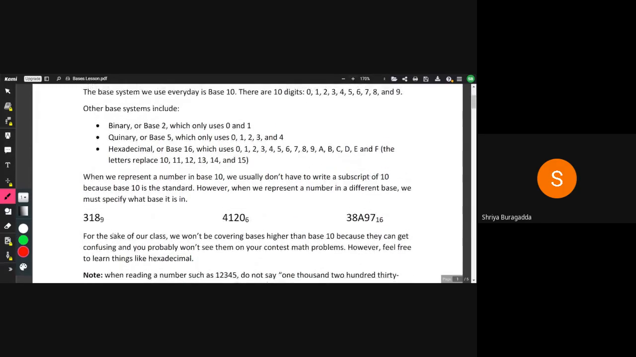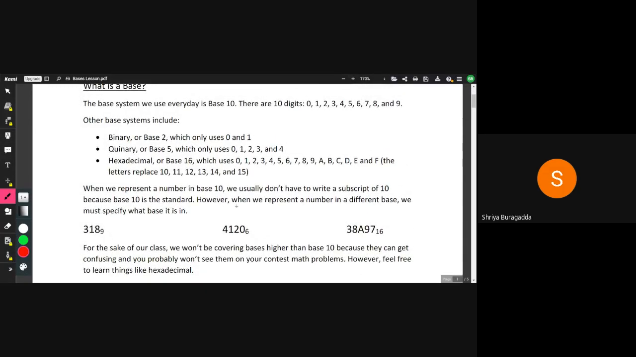So when we represent a number in base 10, we usually don't have to write a subscript of 10 because base 10 is the standard. It's also known as the decimal system. But when we represent a number in a different base, we have to specify what base it's in, and you do that in a subscript. So it's like the opposite of where you would write an exponent.